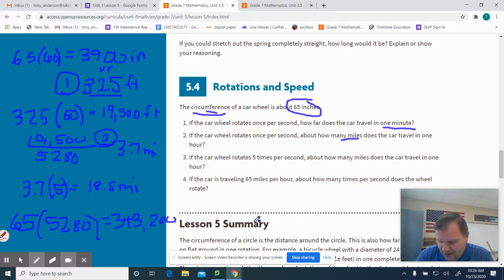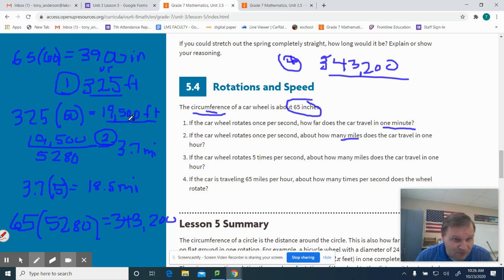Now we got to divide that by something. This 343,200 is how many feet it travels in an hour. So for question number 4, the final thing I have to do is take that 343,200 and divide it by the circumference, in feet, which is 19,500 here. When I divide that out, that's going to give me somewhere around 17.6 times that the wheel is going to rotate.